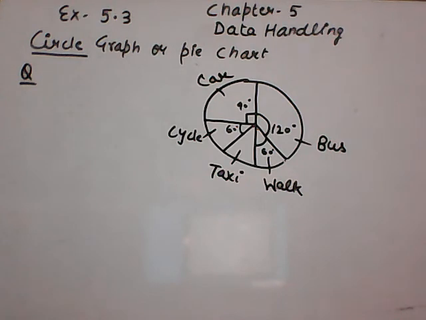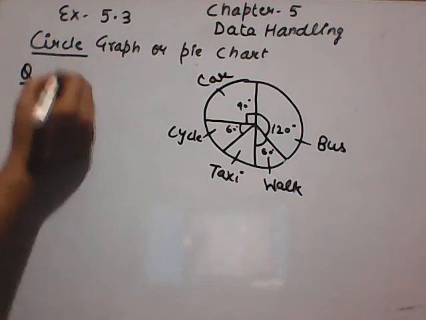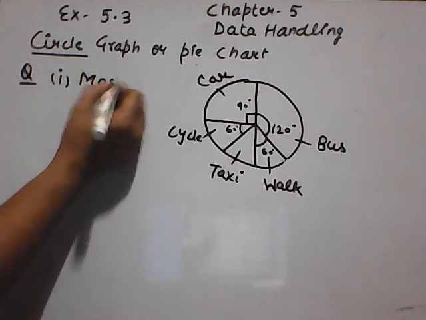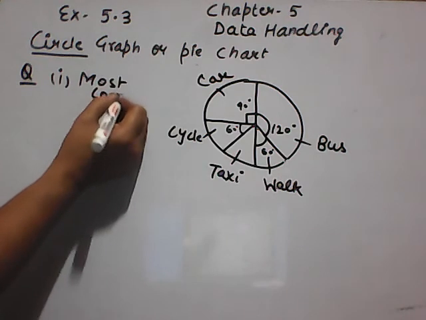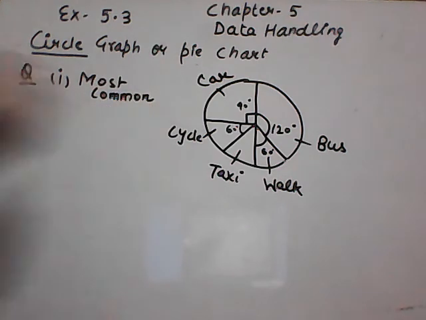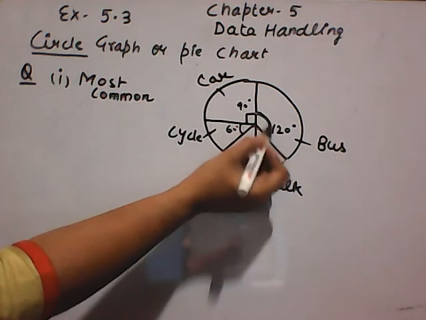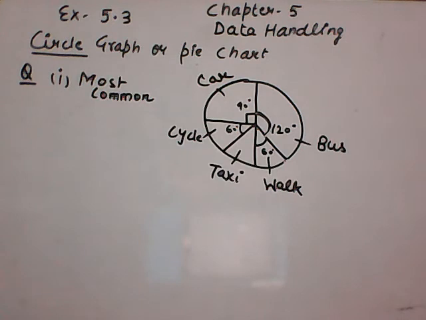The first question is, what is the most common mode of transport? In this question, the first part is you have to find out the most common mode of transport. Most common means which mode is preferred by most children. Here 120 is the highest fraction. So we can see the pie chart.